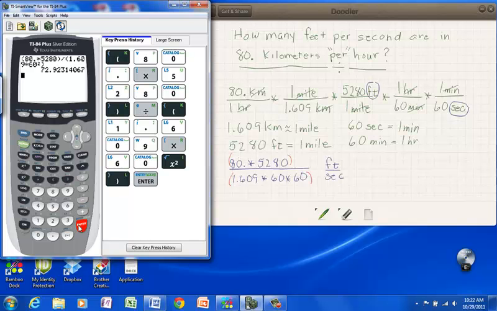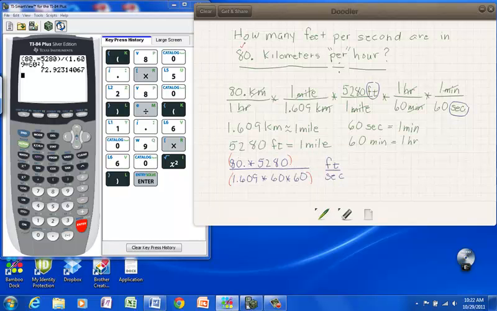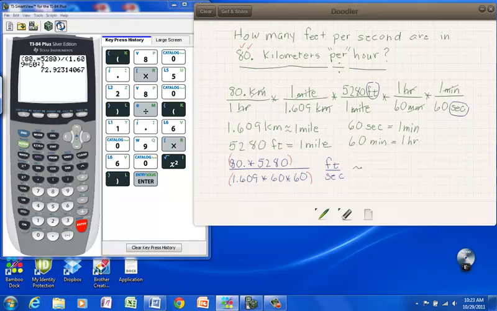Okay, there's my answer. Before I write that whole thing down, I think I'm going to figure out how many significant digits I really need. So my original number had 2 significant digits because of that decimal. So I want this number to have 2 significant digits. So I'll round that off to 73 feet per second. Now you can answer it this way, or you can write it in the words. And either one is acceptable.